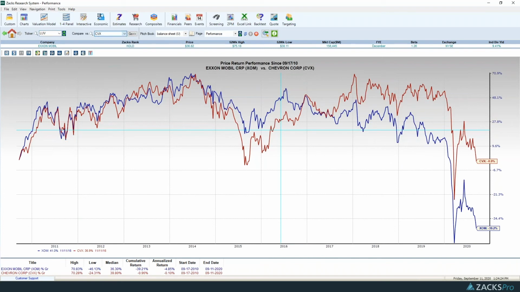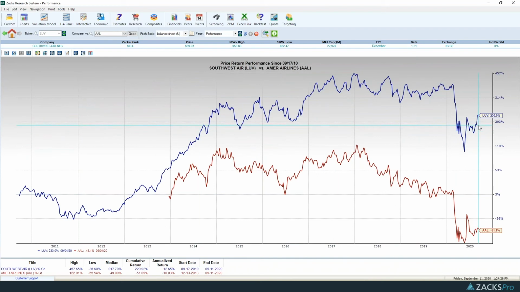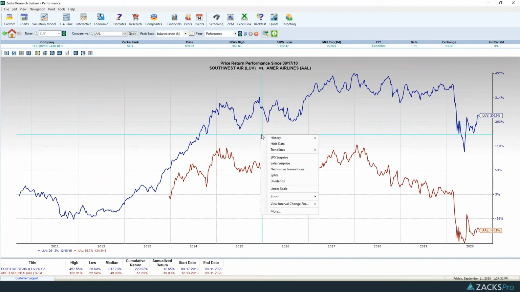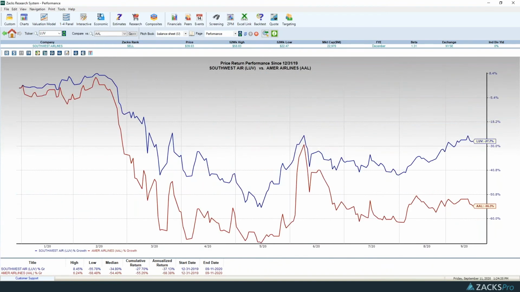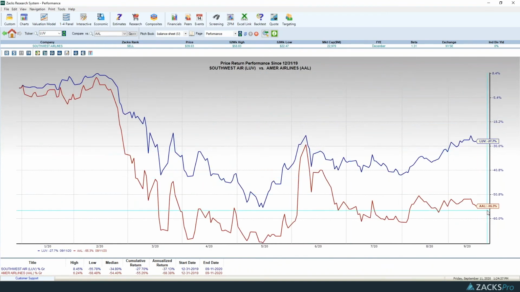Okay, so again, let's look at who has done better. Has it been Southwest or has it been American? And you can see here that over the long term, obviously Southwest has been a big winner. But let's just look at the short term here, year to date, and look at that difference here. That is a pretty stark difference. American is down 55% year to date. And Southwest is not doing great, but it's at least doing much better than American.